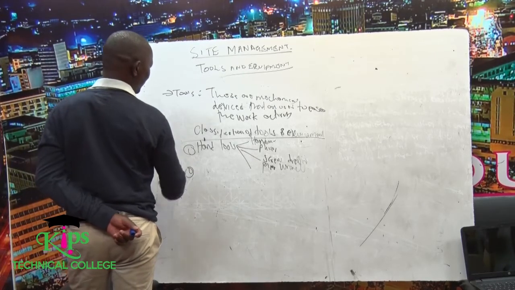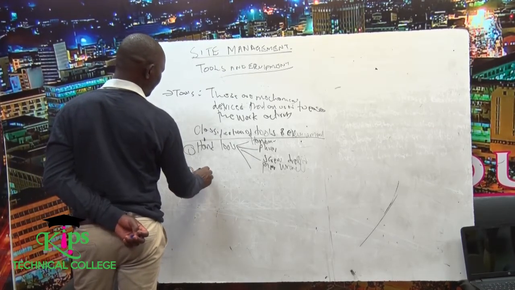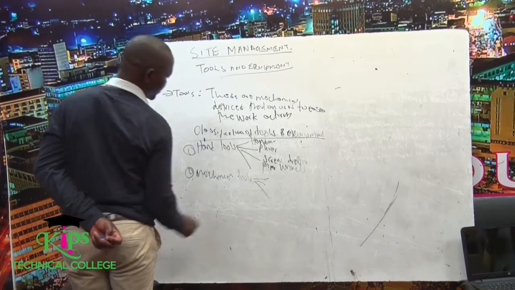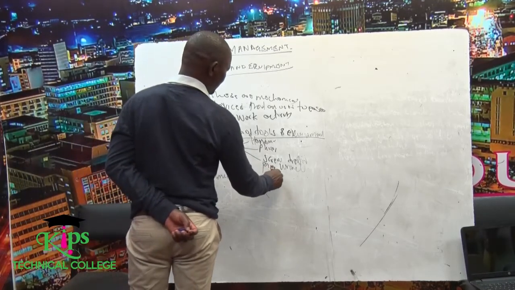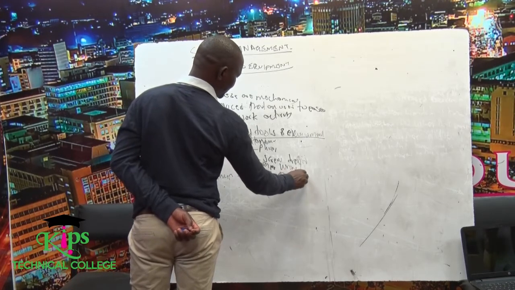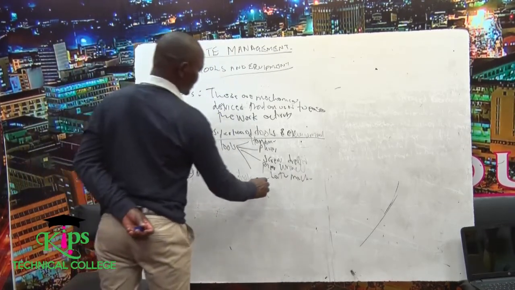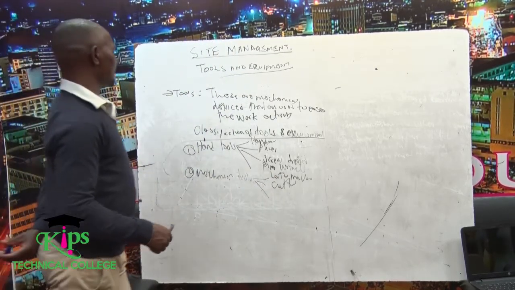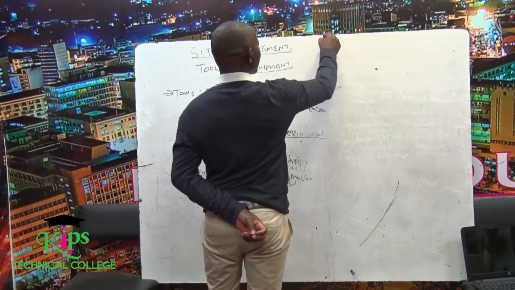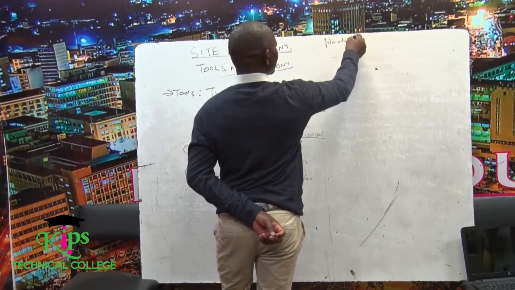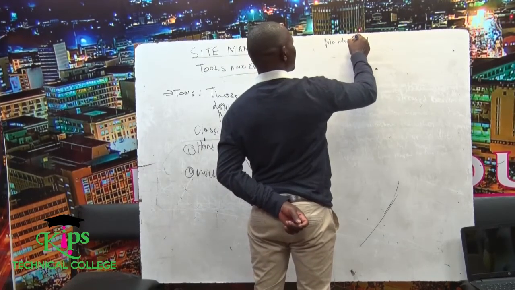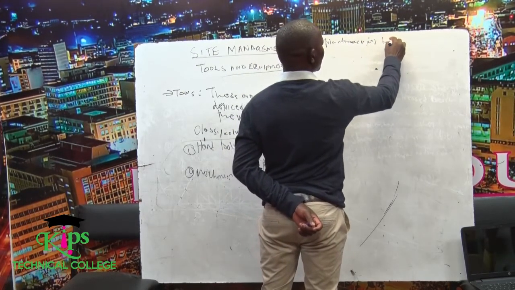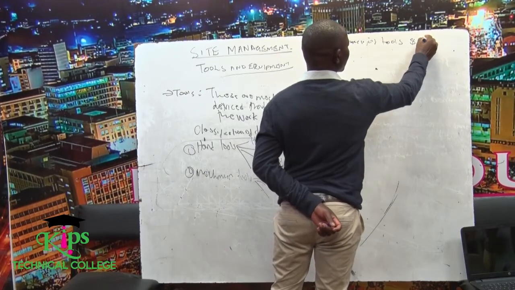Then the second one, we can have mechanical tools, where under mechanical tools we can have the lathe machine. We can have the cutter and any other tools. Then let's talk about maintenance of tools and equipment.